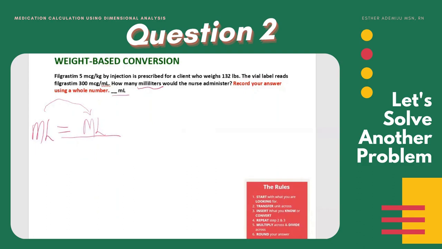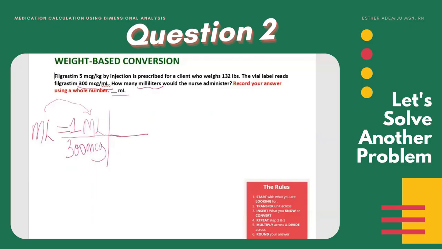We need to look at our question. Do we know anything that has milliliters behind it? Yes, we do. We have 300 micrograms per milliliter. So anytime you see a metric value by itself like that with just milliliters, always assume it means 1 milliliter. So that's actually just 1. So we're going to write 1 milliliter over 300 micrograms. Once again, you're going to transfer because the fourth rule says repeat step 2 and 3. So transfer unit across, insert what you know, or convert.